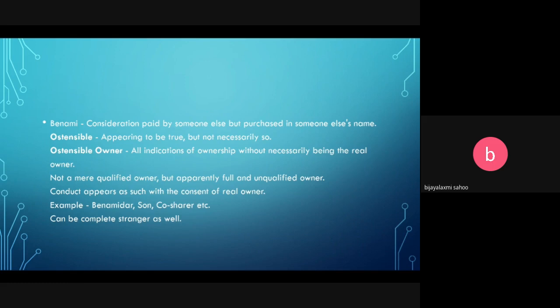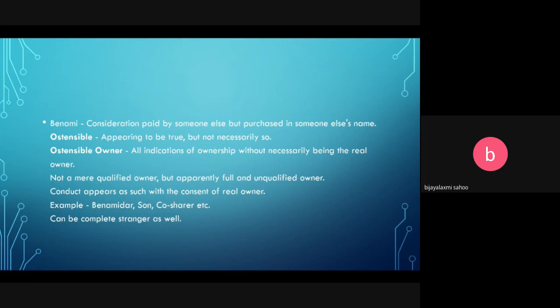How do you distinguish between who is a real owner and who is an ostensible owner? So basically, suppose you take an example: my father saw that his tax liability was increasing, so he thought it proper to purchase a property in my name.